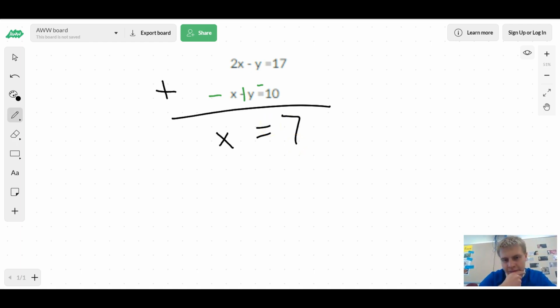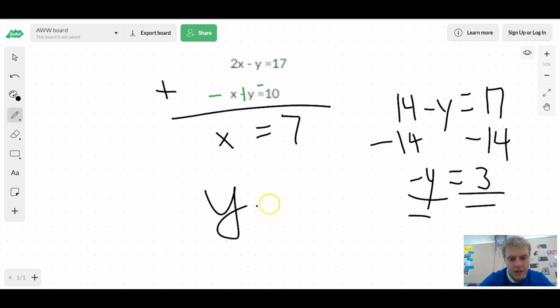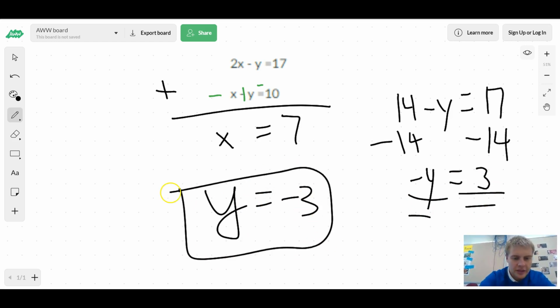So x is 7. If I know x is 7, how can I find y? I just plug that in. So that'd be 14 minus y equals 17, minus 14 from both sides. It's a negative y equals 3. Divide by negative, y equals negative 3. And those would be my two answers.